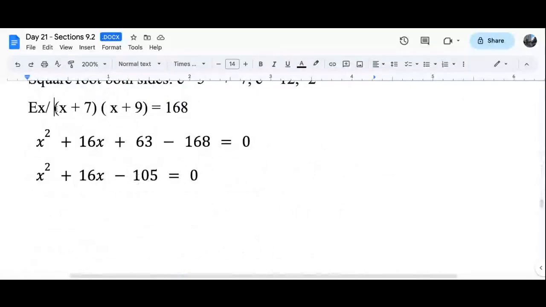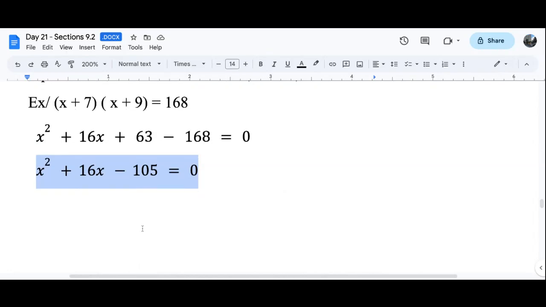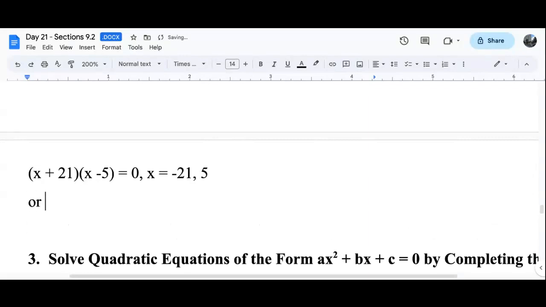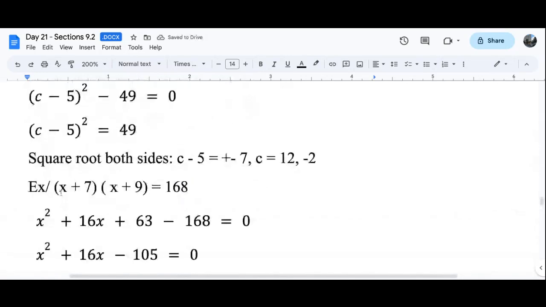Now let's see this example. We have (x plus 7)(x plus 9) equals 168. We can subtract 168 on both sides, so we get x squared plus 16x minus 105 equals 0. This one is factorable. We can factor it as plus 21 and minus 5. Or we can use completing the square. So how do we complete the square? Let's start from the beginning.